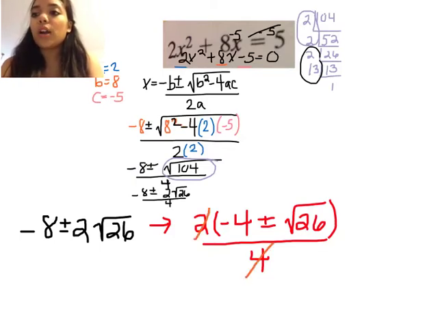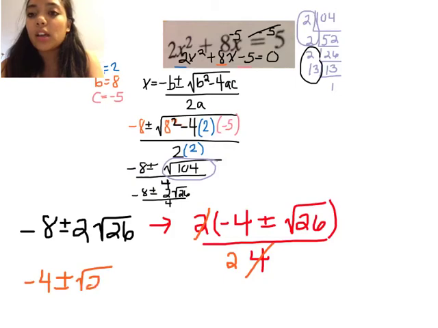2 and 4 can both reduce by 2. So 2 divided by 2 is 1. 4 divided by 2 is 2. So my new equation is -4 plus or minus the square root of 26 all over 2.